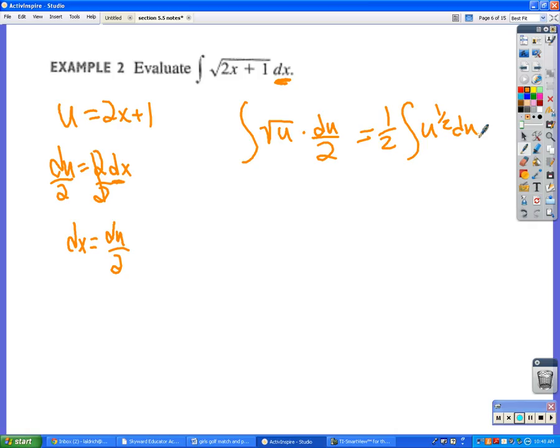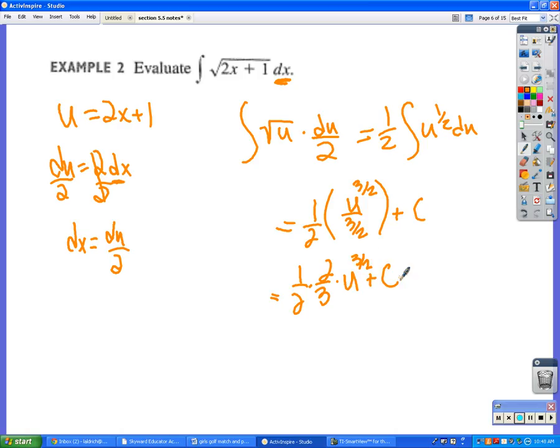Okay, what's the antiderivative of u to the 1/2? U to the 3/2 over 3/2 plus c, because this is an indefinite integral. And then dividing by 3/2 is the same as multiplying by 2/3. Is the whole thing times 1/2 or just that? The whole thing is times 1/2. Well, not the c, I guess. C times 1/2 would just be c. Doesn't matter.